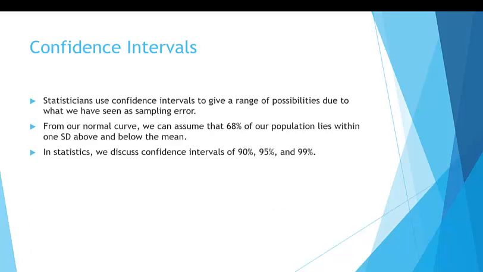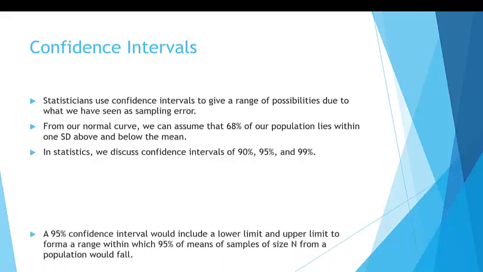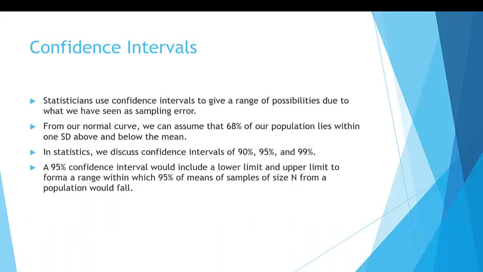In statistics, we discuss confidence intervals at the 90% level, the 95% level, and the 99% level. There are other levels, but these are the main ones that we will discuss. And we're going to concentrate on the 95% level because that's really the one you will see the most. A 95% confidence interval would include a lower limit and an upper limit to form a range within which 95% of the means of the sample from a population would fall.